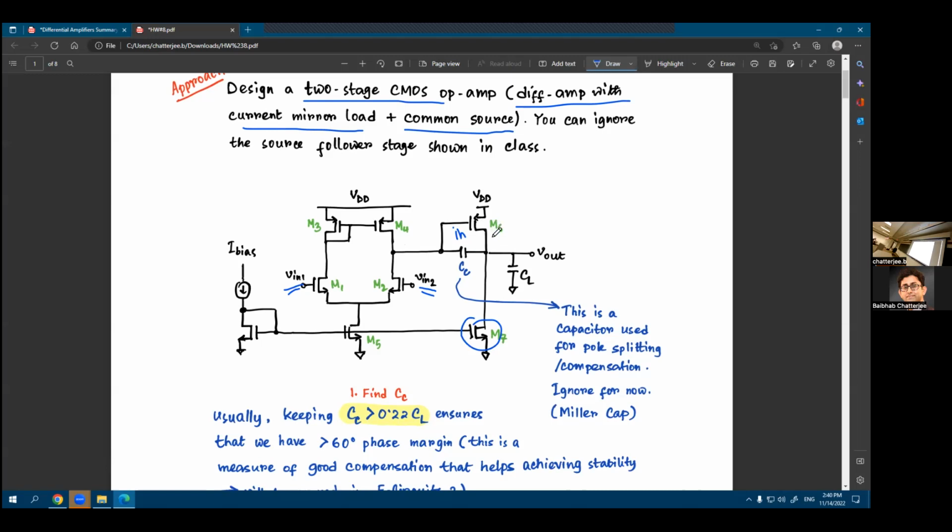But you don't need to worry, all the concepts will remain the same. Still, the transistor needs to be in saturation. Still, the gain equations will be exactly the same. Nothing will change.